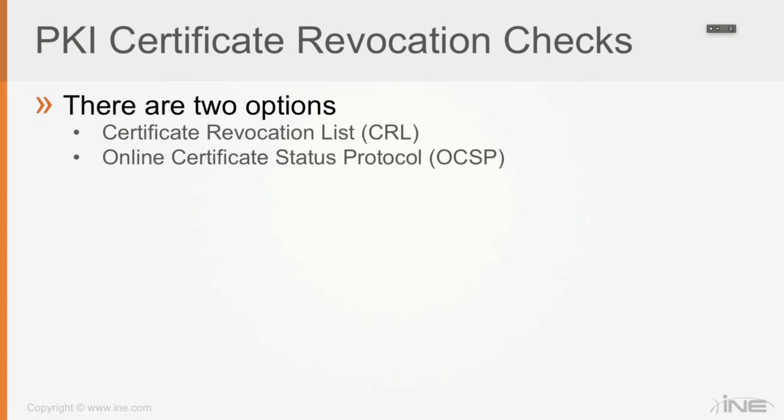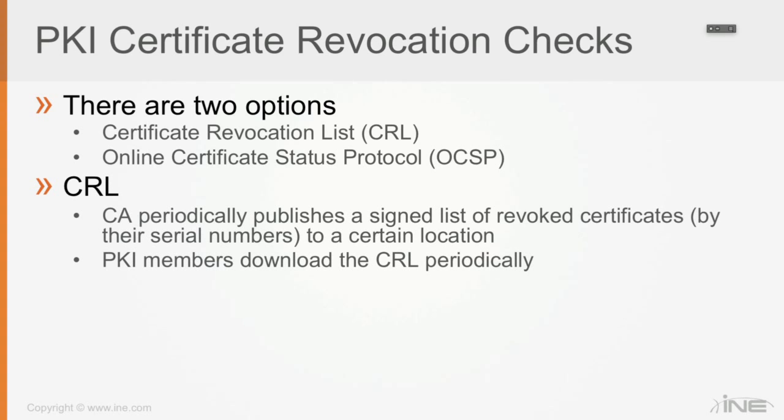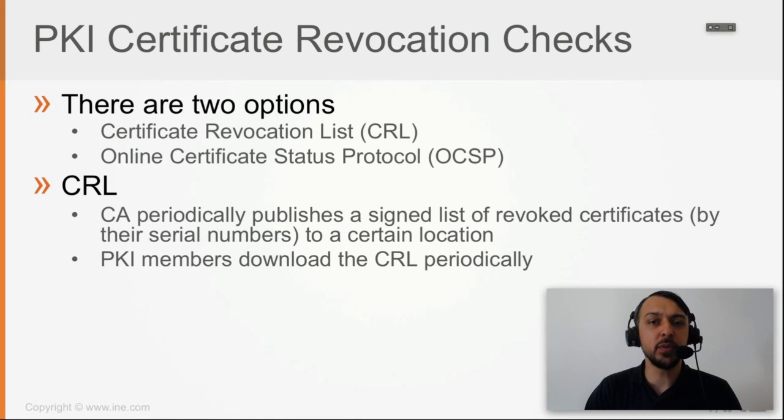And one of them is called the Certificate Revocation List, CRL method, and the other is the Online Certificate Status Protocol, which stands for OCSP. Now the difference is, and again, the acronyms tell you exactly how they work. The CRL means that the CA periodically publishes a signed list of revoked certificates by the serial numbers to a certain location, and the PKI members download the CRL, that list, periodically. So that's why it's called the Certificate Revocation List. So it's like when a government revokes some passports because of whatever reason, they're going to, for example, publish a list of revoked passports with wanted fugitives periodically in a specific location.